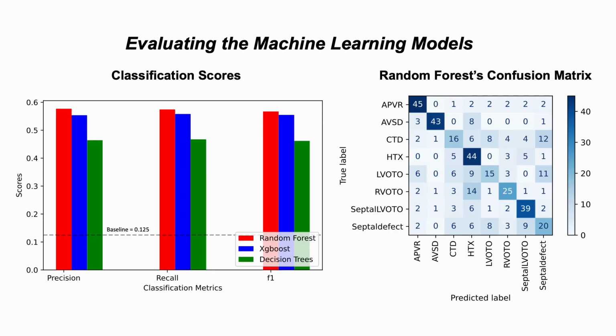We evaluated tree-based algorithms for predicting congenital heart disease subgroups. We evaluated random forest, XGBoost, and decision tree. If we recall what we learned from the last slide, the baseline for an 8-way classification is 0.125. Therefore, random forest performed 5 times greater than the baseline across all metrics and was selected as the final model. The confusion matrix on the right is for random forest. On the y-axis, we have the true label, and on the x-axis, we have the predicted label.